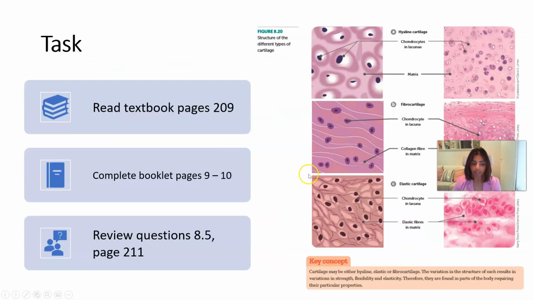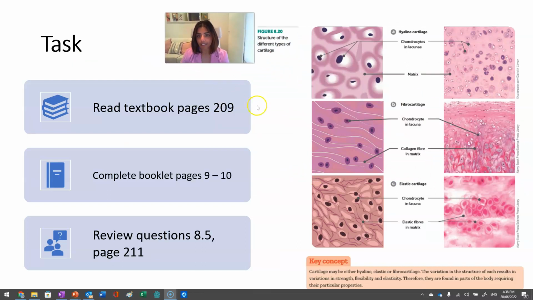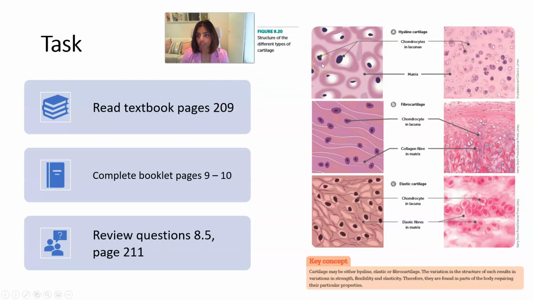Okay, so that's the end of this short lesson on types of cartilage. What I've done is I've left this image of them from your textbook of the different types of cartilage just to remind you about these differences. We can see the hyaline cartilage with those thin fibers that are pretty imperceptible. With fibrocartilage, we can see those thick collagen fibers. And with elastic cartilage, we can see lots and lots of those thin but plentiful elastic fibers.